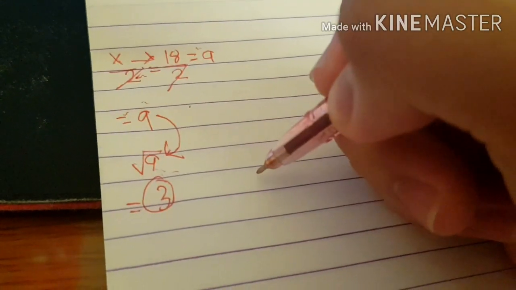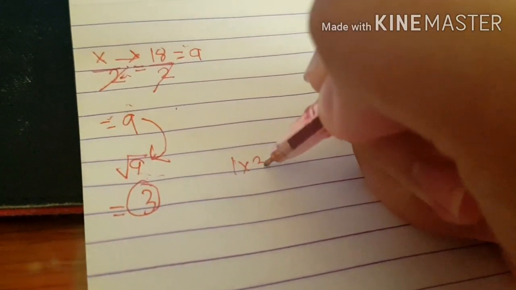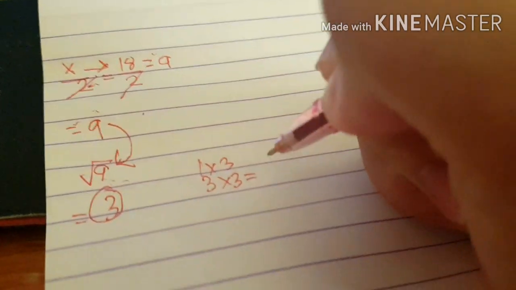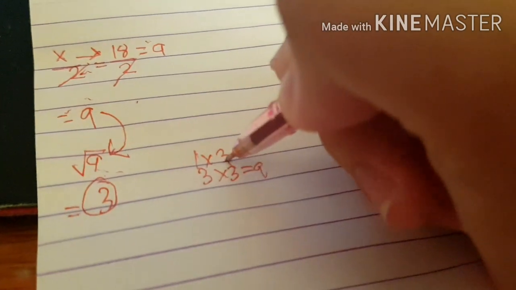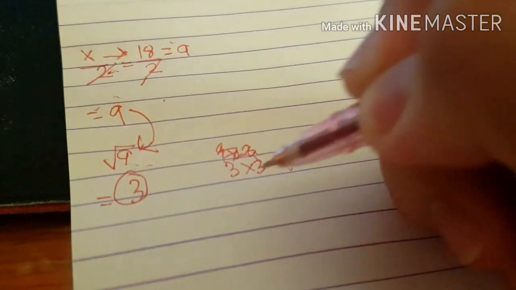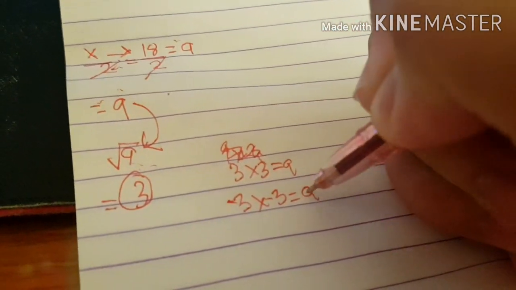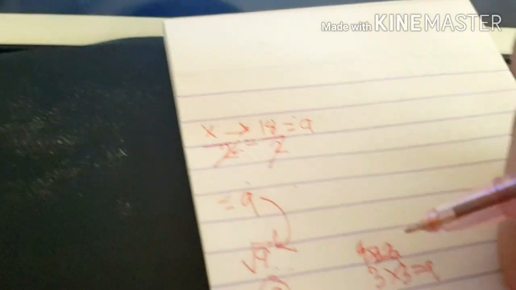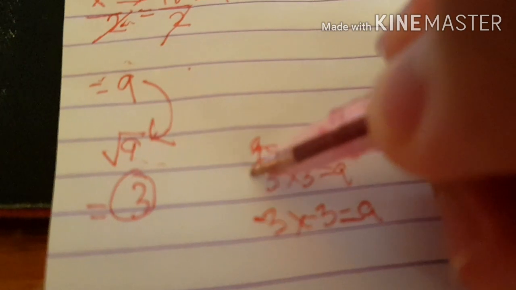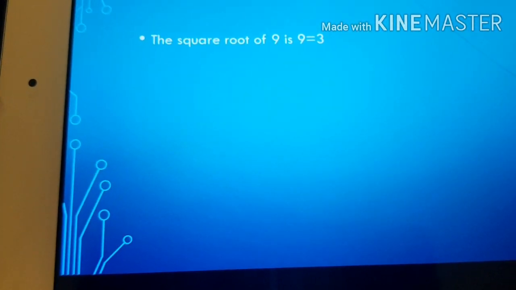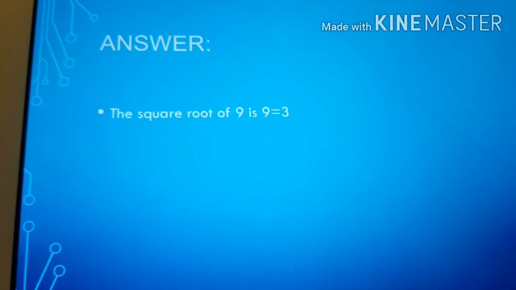It's because when you look for the factors, there must be 1 times 9, 3 times 3, which is 9. It can even be negative 3 times negative 3, which is also 9. But what we're looking for here is positive, so you will be taking this as positive 3. Now, how do we put this in a final answer? Here's the answer. The square root of 9 is equal to 3.